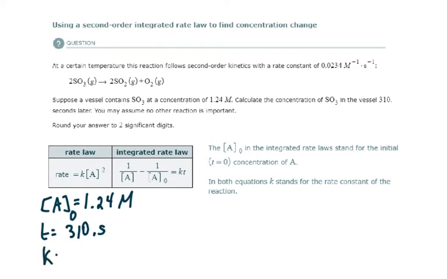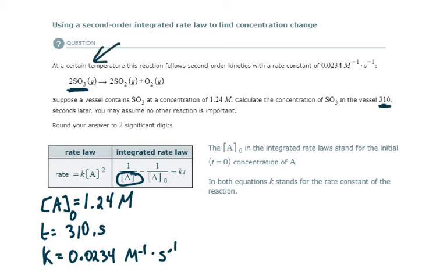So K is given this time. It's 0.0234 units of K for a second order reaction, or molar to the minus 1 seconds to the minus 1. Okay, so now we want to solve for this. We want to know what the concentration of this reactant is after 310 seconds at a certain temperature.